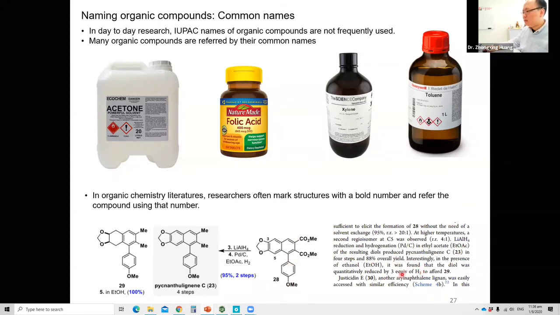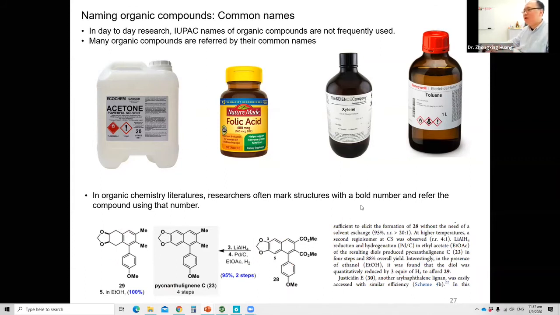And at 3 equivalents of hydrogen of 29, they got this. You have to look at the figure to figure out which molecule they're talking about. This is quite simplified, right? If you just named this molecule, it would be a very long name.